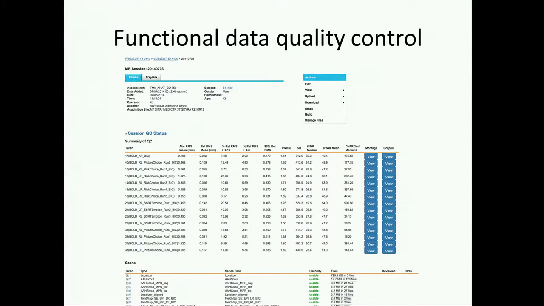Thanks to the work by Chen Yang, we now have a functional data quality control mechanism built into XNAT. After acquiring an fMRI dataset, you can run an auto quality control pipeline. And after you run it, you will have this kind of matrix available in the XNAT view of the dataset.